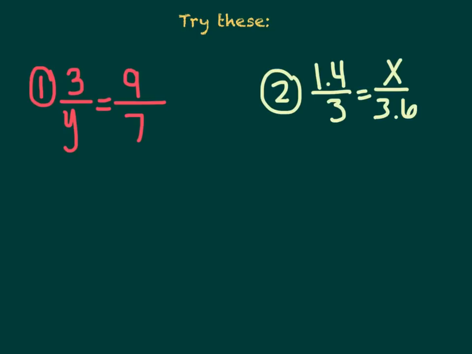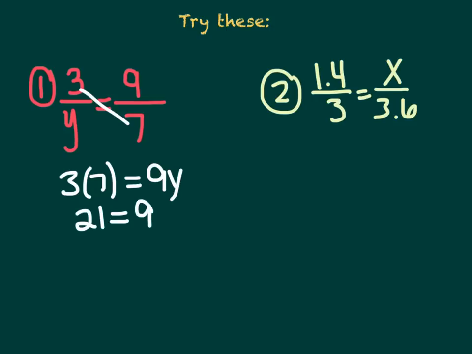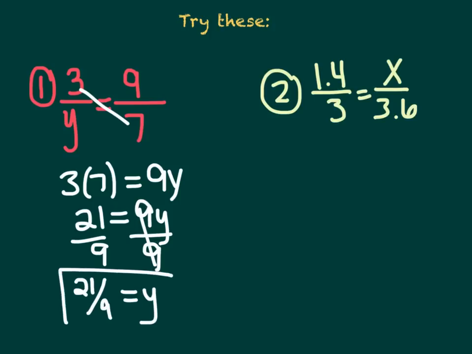Alright, if you're ready to check your answer, go ahead and watch this one. So for number 1, I'm doing 3 times 7 equals 9y. 3 times 7 is 21, so 21 equals 9y. And then when I divide by 9, I get my y alone. If I go to check on my calculator, 21 divided by 9, I get 2.3 repeating. I don't want to use a repeating decimal, so I'm just going to keep 21/9 as my answer. Okay, how'd you do? If you had 2 1/3, that also works.